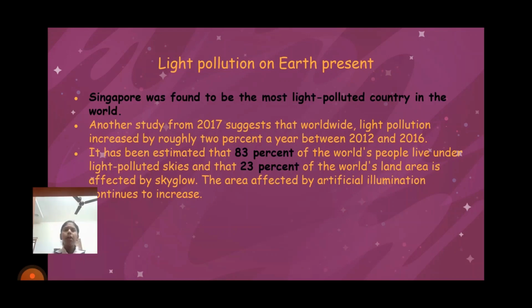The light pollution would disappear when we decrease the use of electricity and lights. Dimmers, motion sensors, and timers can help us to reduce light pollution.